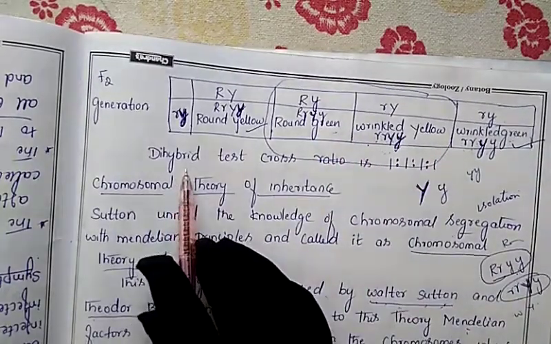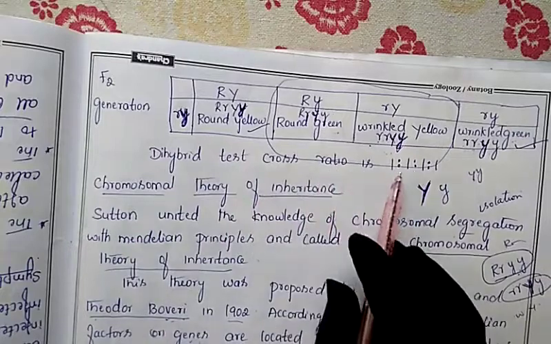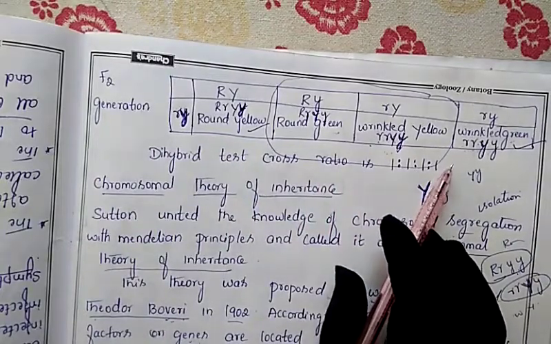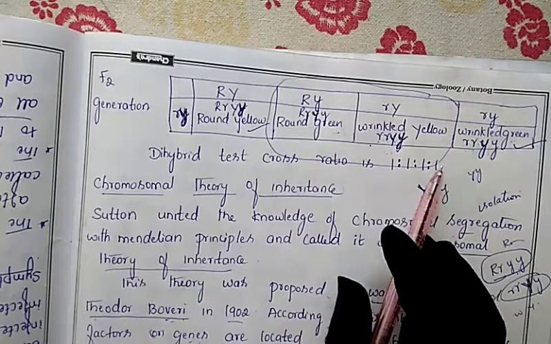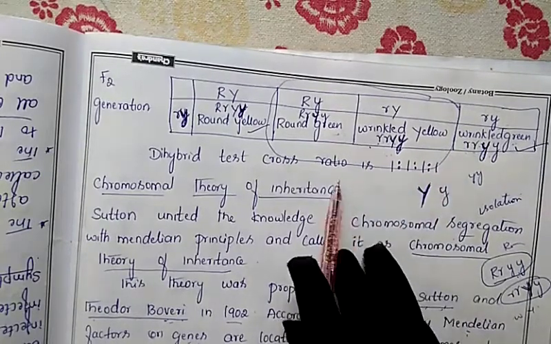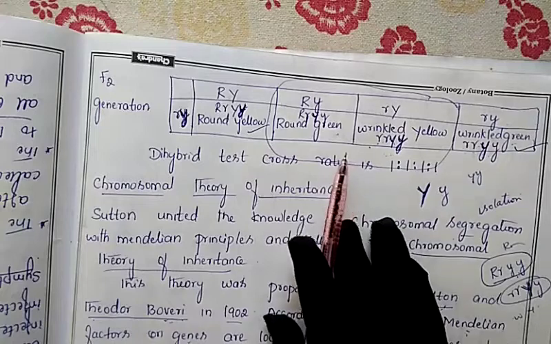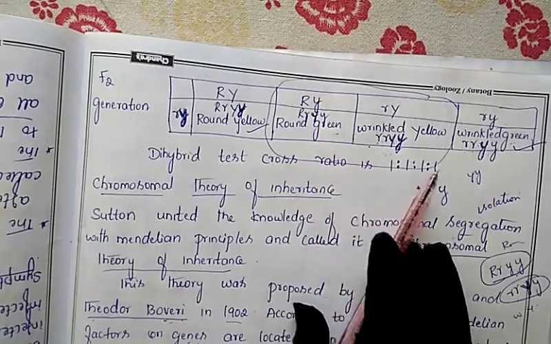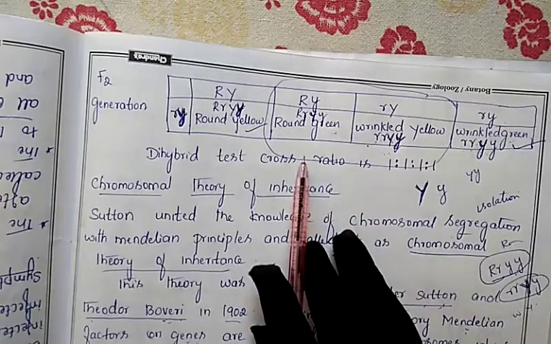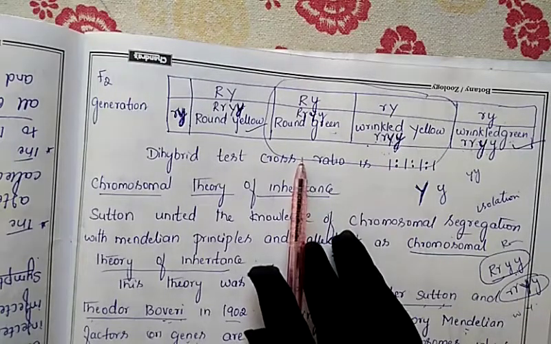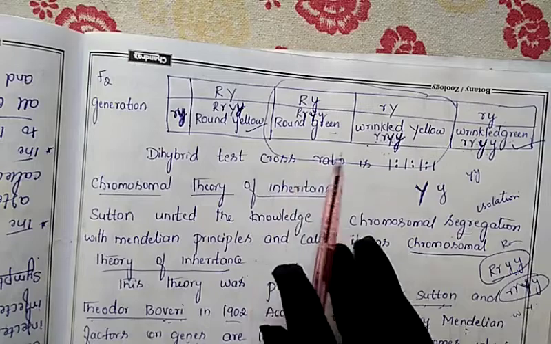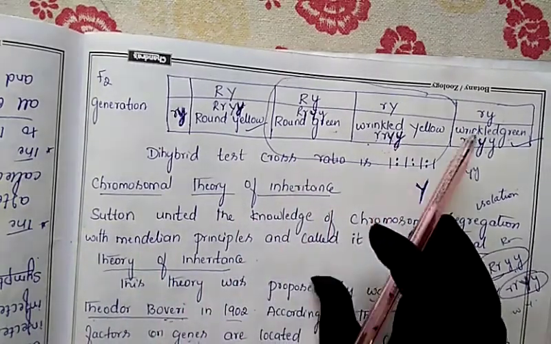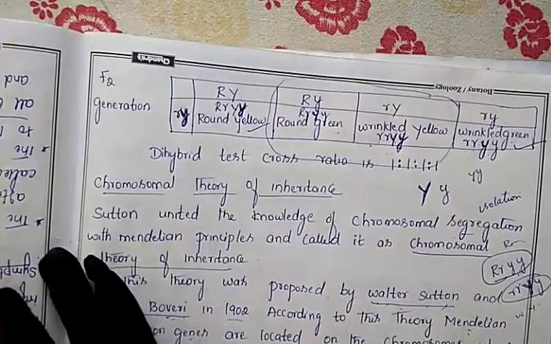So what is the dihybrid test cross ratio? It is 1:1:1:1. This is the dihybrid test cross ratio. If in your exam you are asked to write the dihybrid test cross ratio, the phenotype and genotype ratios will be the same here, so write 1:1:1:1. Whereas in the case of the monohybrid test cross, the ratio is 1:1. So this is about your dihybrid test cross, and we can illustrate it in this manner.